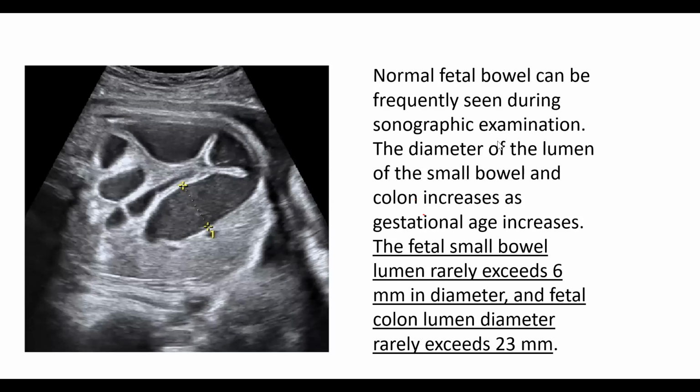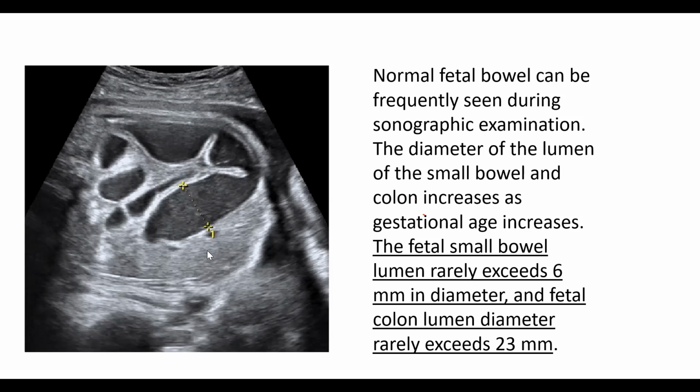Now, the next question is what should be the gut diameter to label it as normal or abnormal? See, usually I am seeing some gut loops in fetal ultrasound. The question posted was how much the gut diameter should be to label it as dilated gut. The fetal small bowel rarely exceeds 6 millimeters. So if you have 6 millimeters or more in the small bowel, that is dilated. And the colon lumen diameter should not exceed 23 millimeters. So the cut-off is 6 and 23 for small bowel and colon respectively.